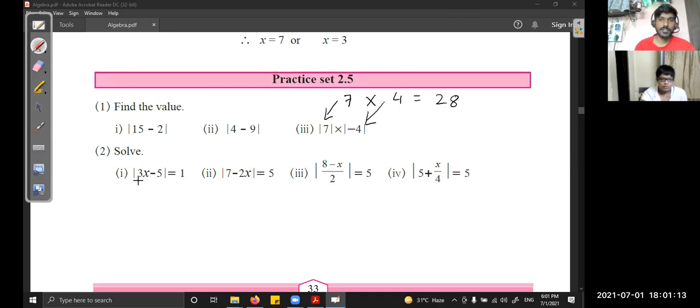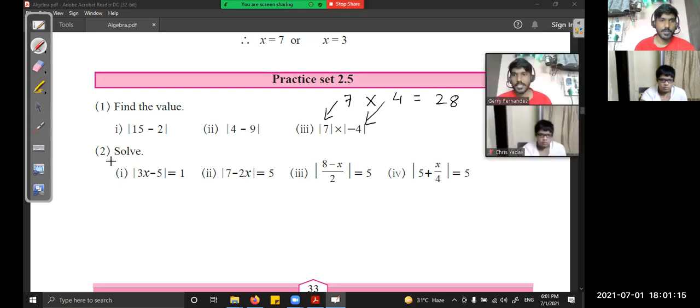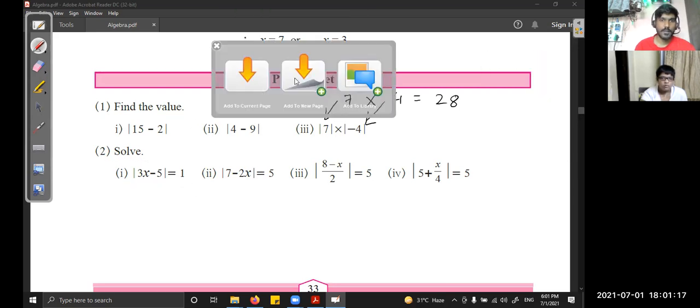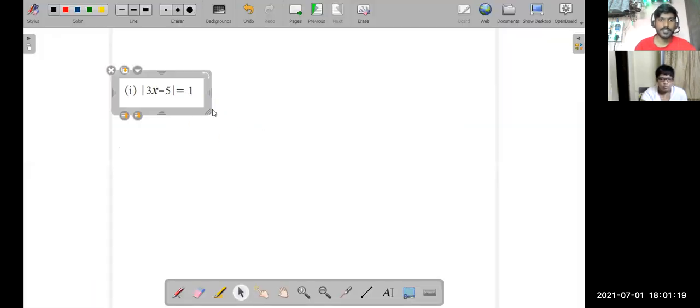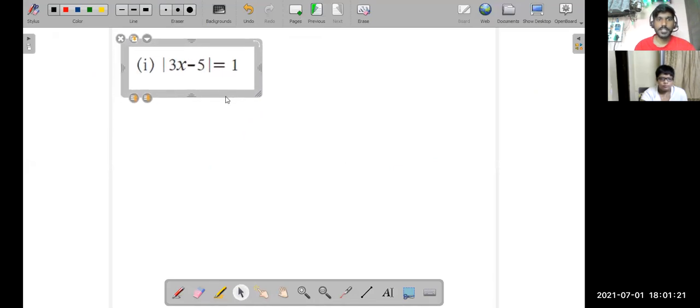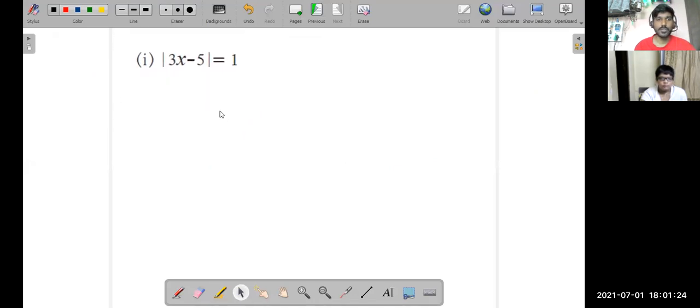Okay, let's see this one and then I'll give you the remaining for homework. Solve this: 3x minus 5 is equal to 1. Okay, this is a little bit different. We'll do this tomorrow.